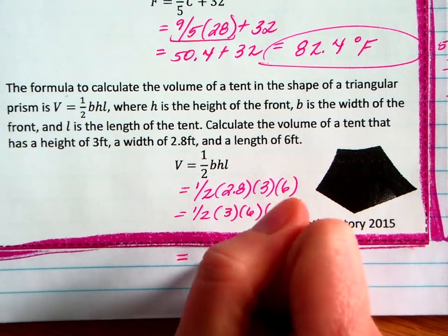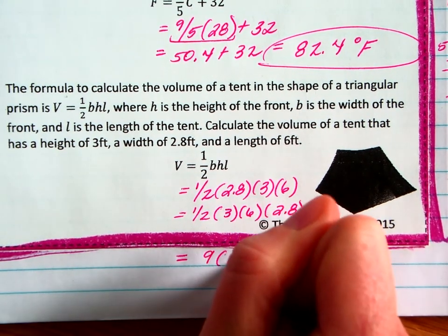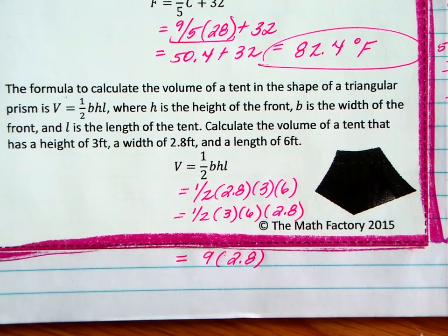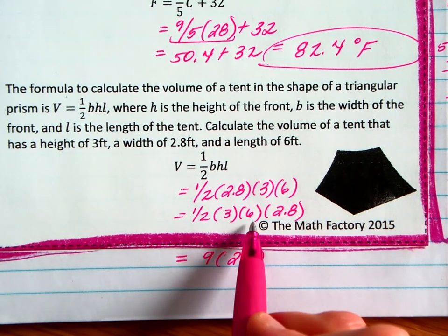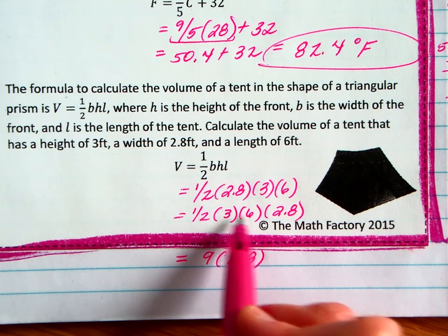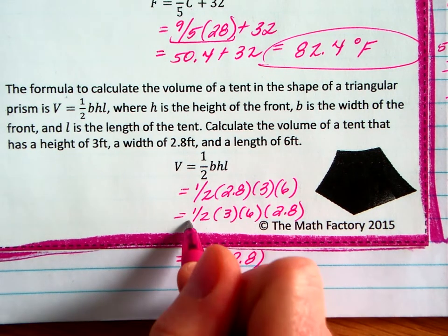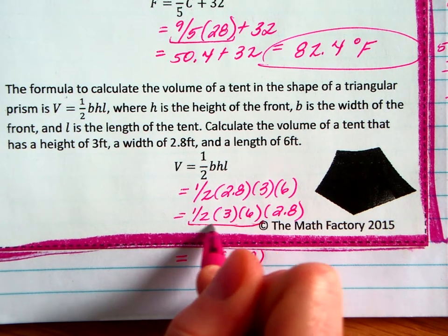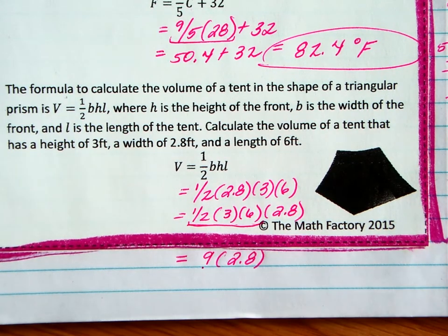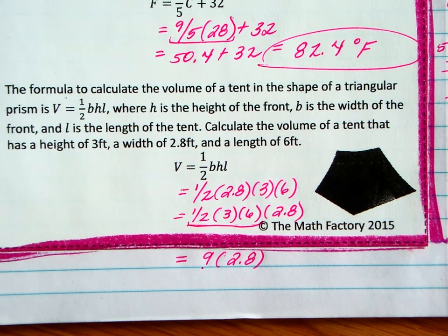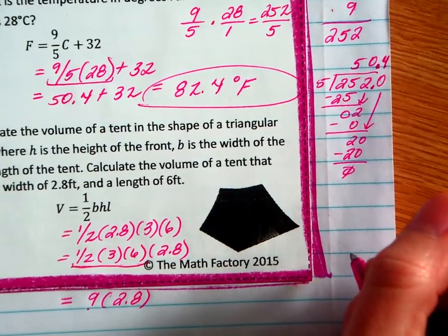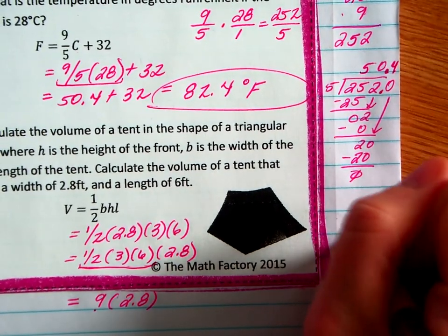So now I know I have to do 9 times 2.8. Again, if you didn't catch what I did, 3 times 6 was 18. Half of 18 is 9. I took care of all of this. But I still need to multiply 9 by 2.8. So over here, I'm going to do a little bit of math.